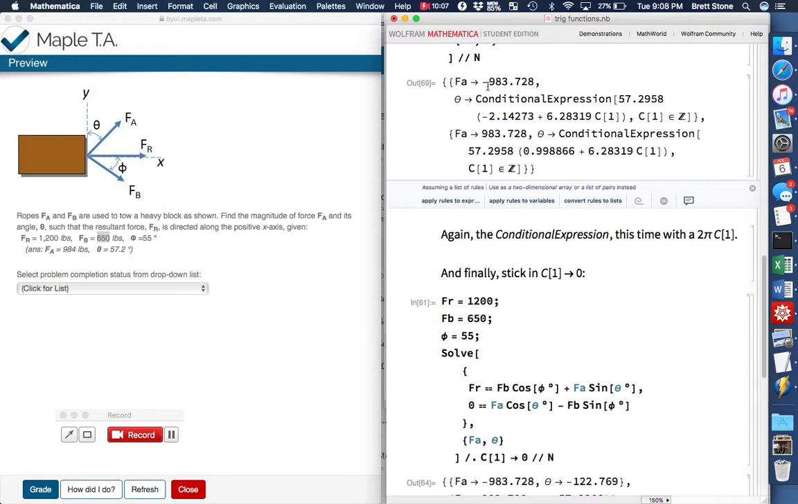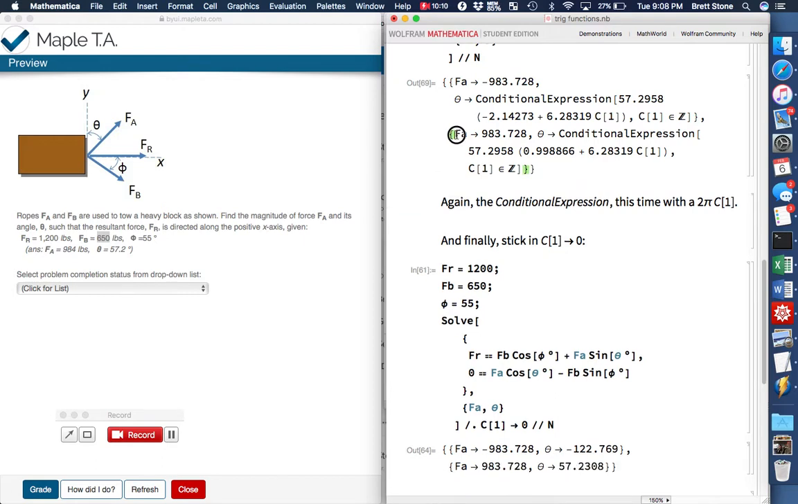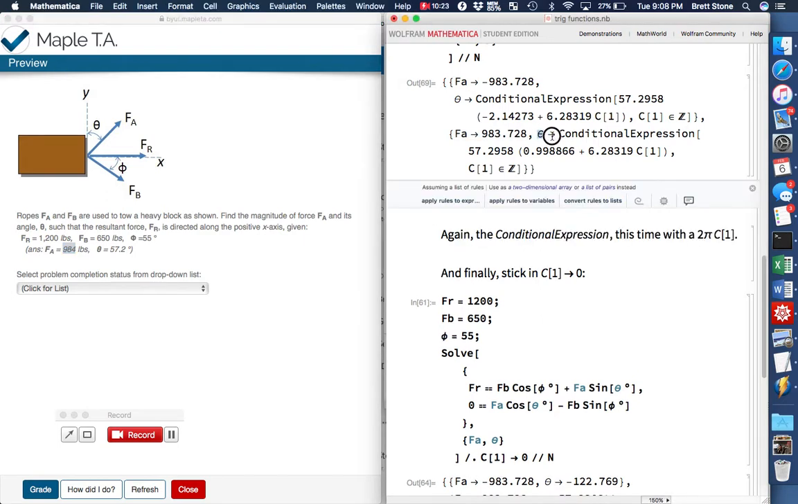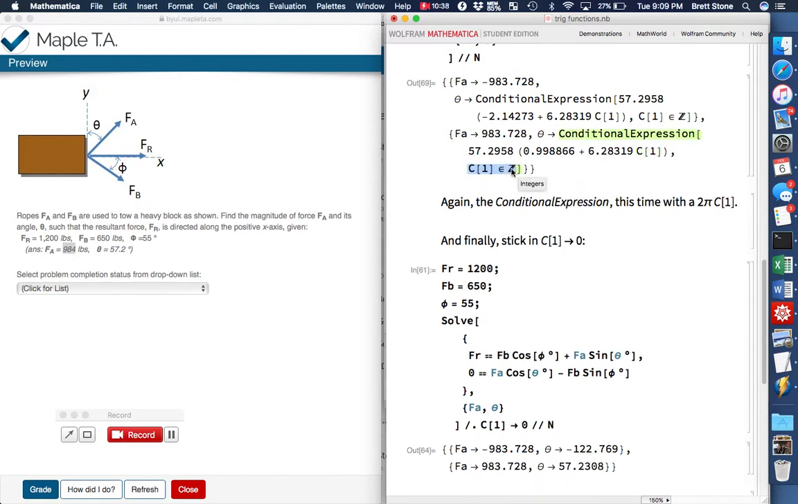Well, we know that it's not a negative answer, so let's look at the next option that it gives us. In this case, it's negative 983.7, or rounded up, hey, that's 984. That's good. That's the right answer. And theta, the angle, because this is a trig function and it's periodic, is a conditional expression. It's 57.3 times, we'll call it 1, plus 6.3 times some arbitrary constant C, where C belongs to the integers.